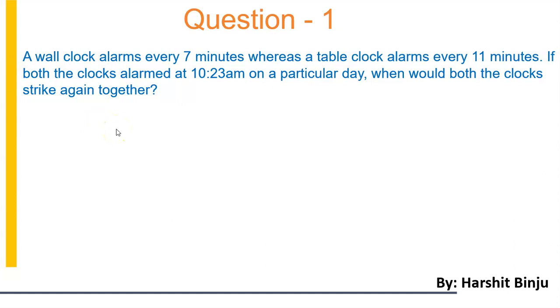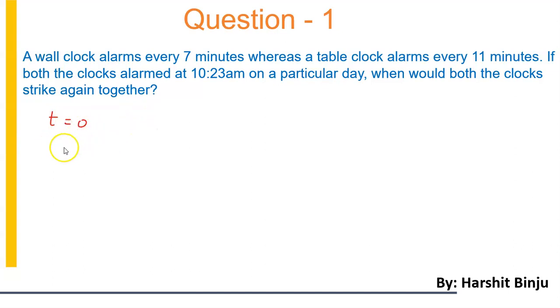A wall clock alarms every 7 minutes, whereas a table clock alarms every 11 minutes. If both the clocks alarmed at 10:23 a.m. on a particular day, when would both the clocks strike again together? So you have a wall clock. Let's start with t equals 0. Okay, let's leave 10:23 aside.